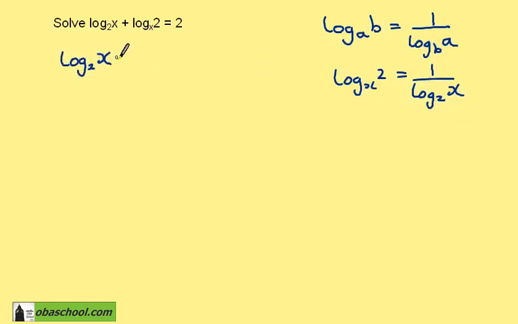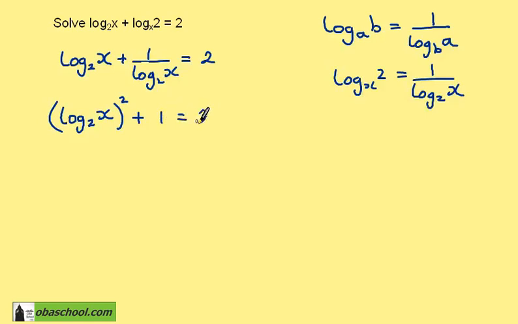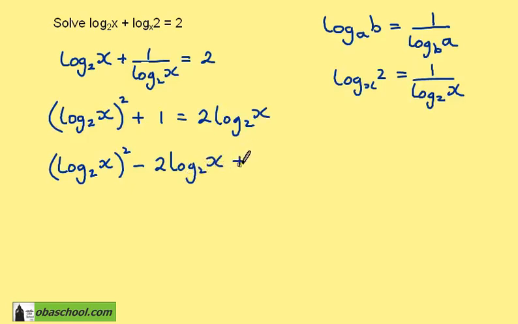We get log to the base 2 of x plus 1 over log to the base 2 of x is equal to 2. And if we multiply through by log to the base 2 of x, we get log to the base 2 of x squared plus 1 is equal to 2 log to the base 2 of x. Bringing everything to one side gives log to the base 2 of x squared, take away 2 log to the base 2 of x plus 1 is equal to 0. And this is a quadratic equation.